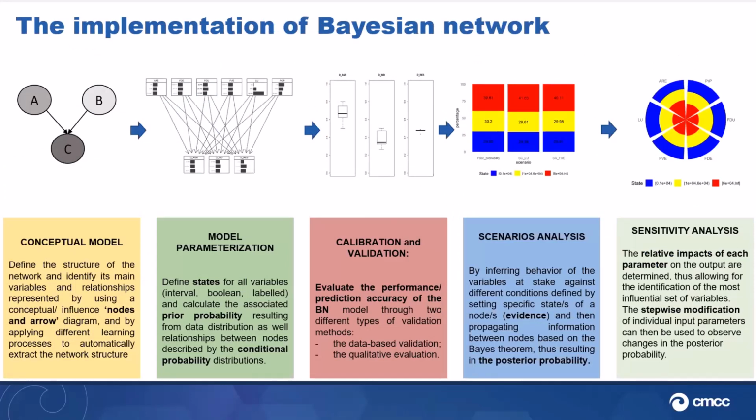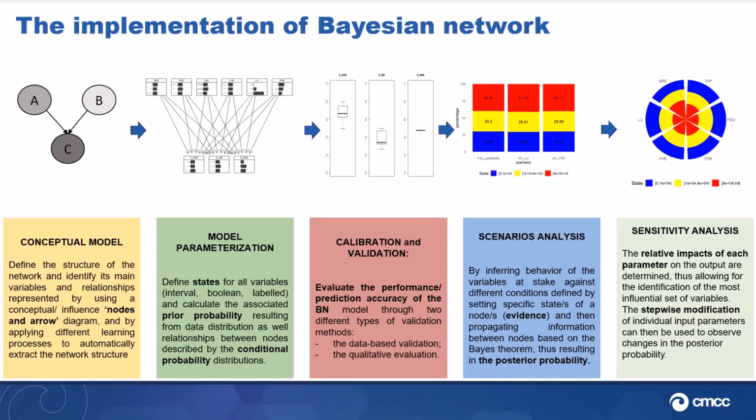So practically, the implementation of a Bayesian network is carried out in 5 different steps. Previously, you saw it presented in a different way, but I think it is more or less the same thing. So we start with the conceptual model, then model parameterization, calibration, scenario analysis, and sensitivity analysis.